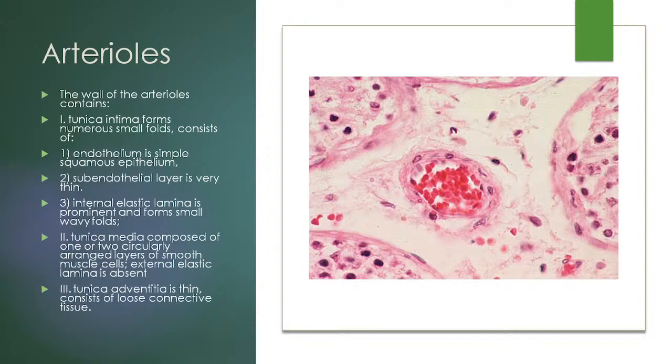Tunica Intima forms numerous small folds, and consists of endothelium, which is simple squamous epithelium, a subendothelial layer that is very thin here, and internal elastic lamina, which is prominent and forms small wavy folds.